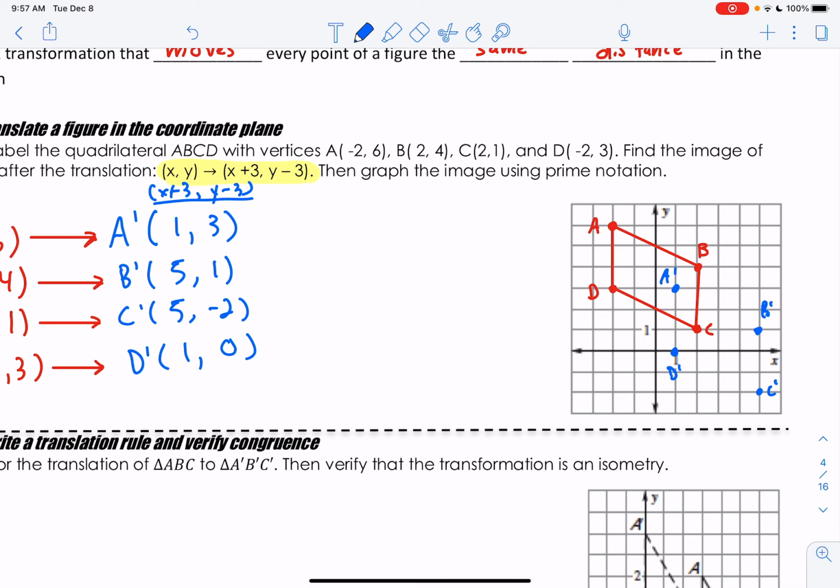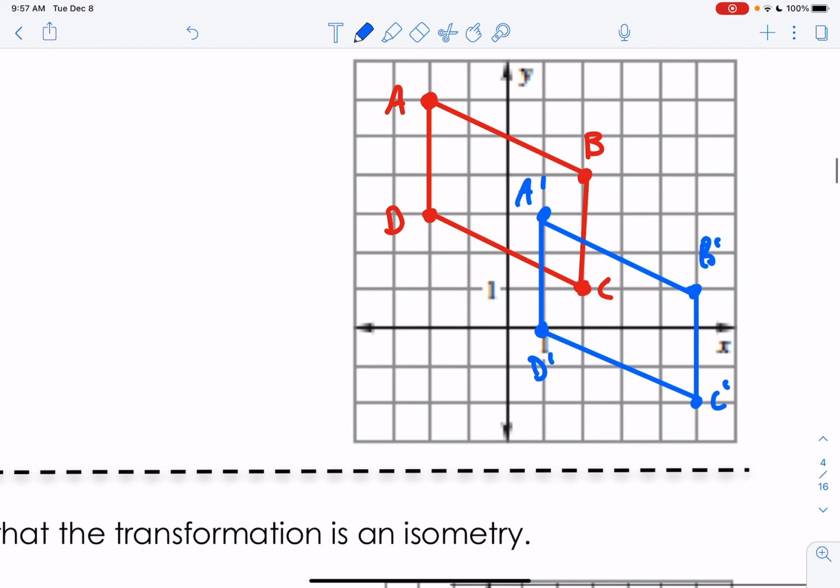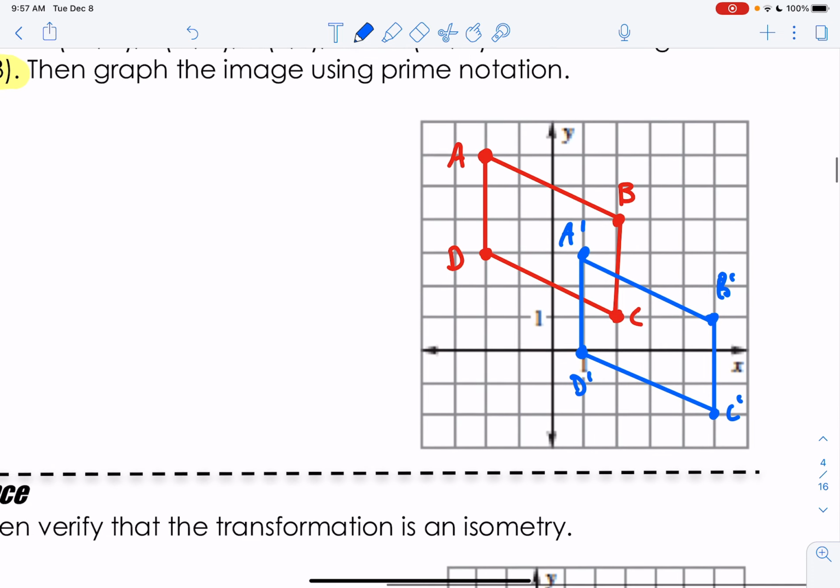All right. Now I'm going to draw in my lines here. So connect all my points together. Fill in this quadrilateral. And we notice that my red and my blue quadrilateral should look exactly the same. Again, A is still upper left, B is upper right, D is lower left, and C is lower right. It's just in a new location. That's exactly what a translation is going to look like. We're just moving it to a new location.